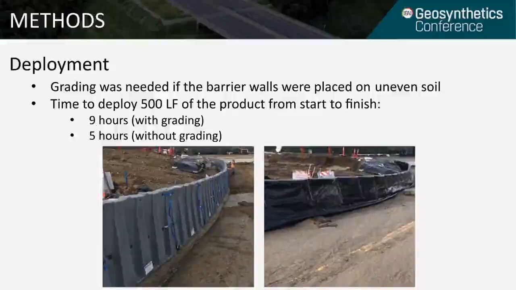When it came to deployment, if the barrier wall basin was to be placed on soil, the contractor would often do some minor grading to create an even surface for that barrier wall to sit on top of. If the surface type was either asphalt or concrete, obviously grading was not needed in that situation. So the contractor estimated that to install 500 linear feet of the barrier wall, it took about 9 hours if grading was needed to create an even surface, and about 5 hours if grading was not needed.